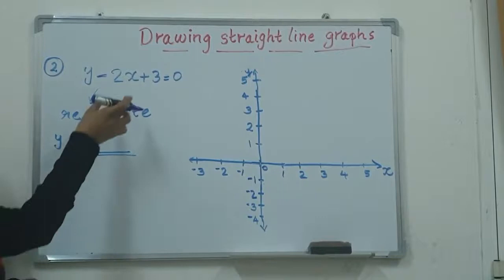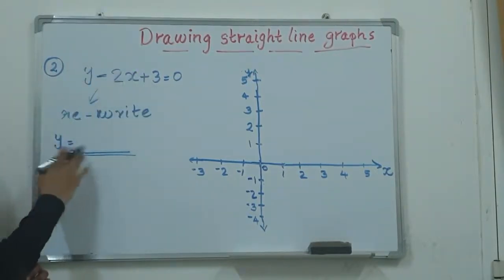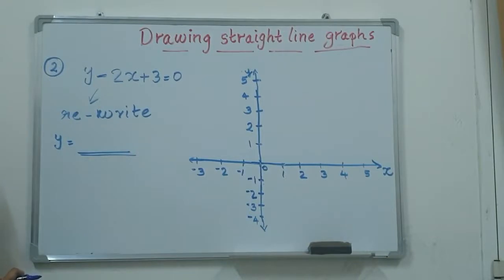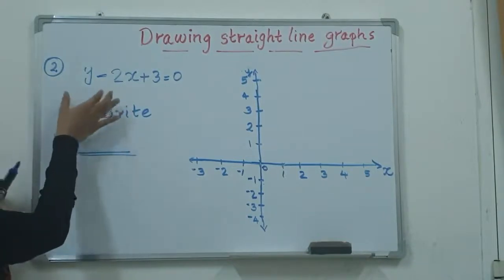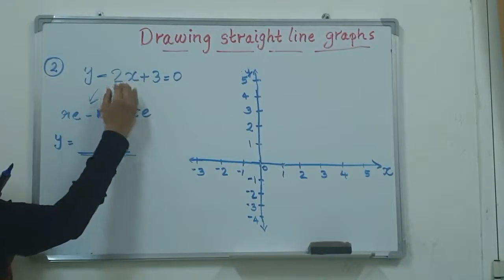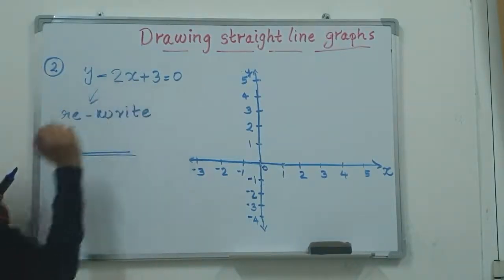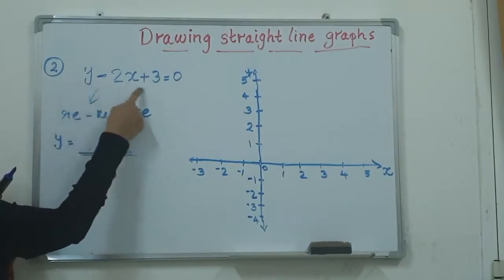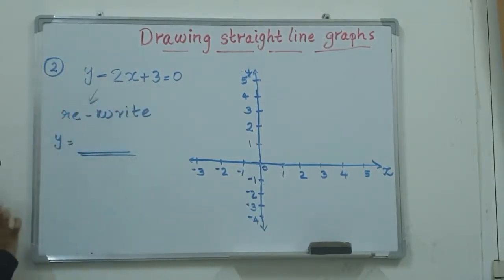Okay, so how can I rewrite this given equation in the form y equals something? To get the value of y, you have to move the other terms of this equation to the other side of the equal sign. y minus 2x plus 3 equals 0. So how can I write this as y equals?